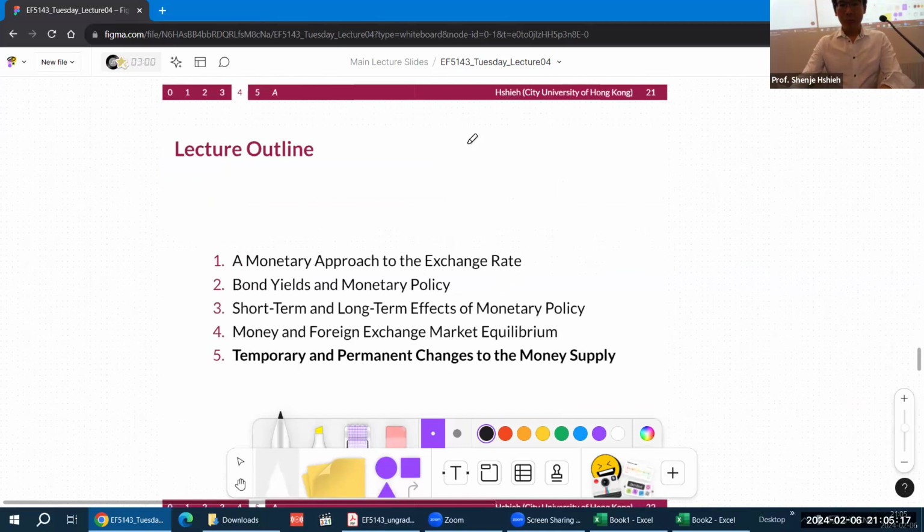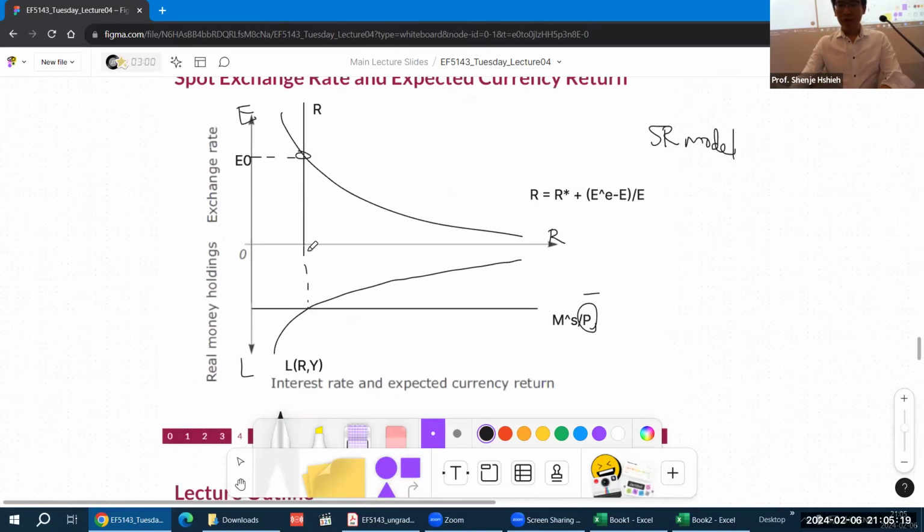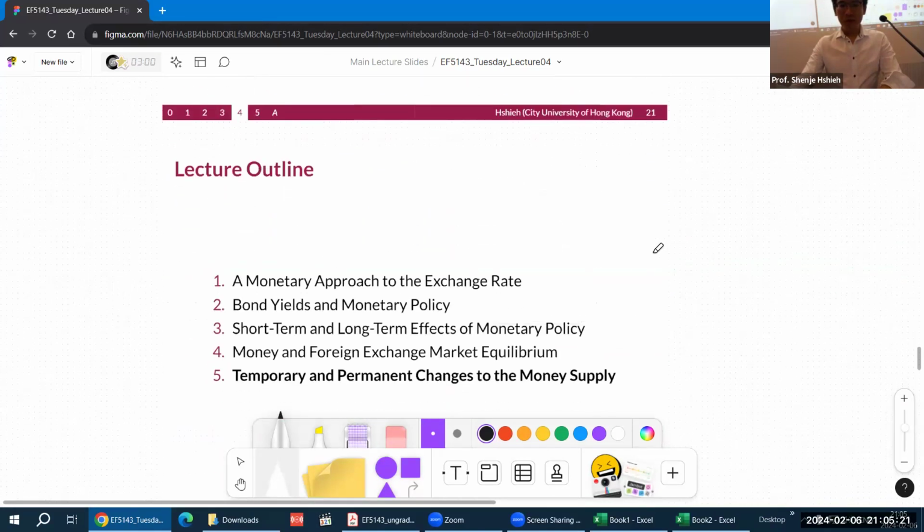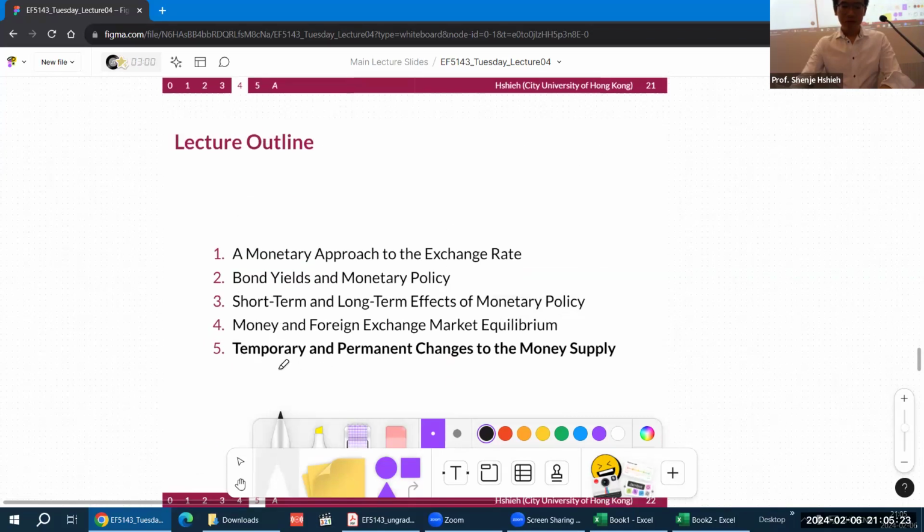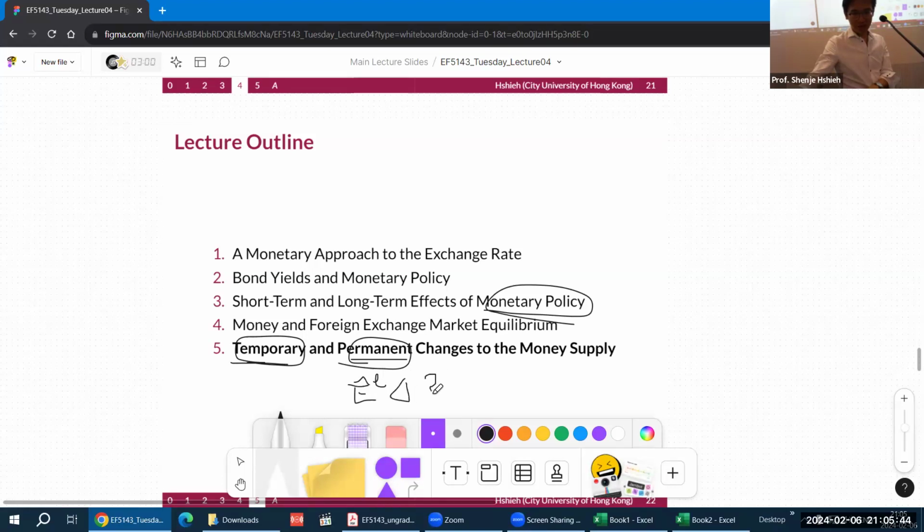All right, so when working with this model, we can now do two types of analysis: temporary and permanent changes in certain policies. Today we're just working with monetary policy, and the way to distinguish temporary from permanent is whether or not expectation has changed.